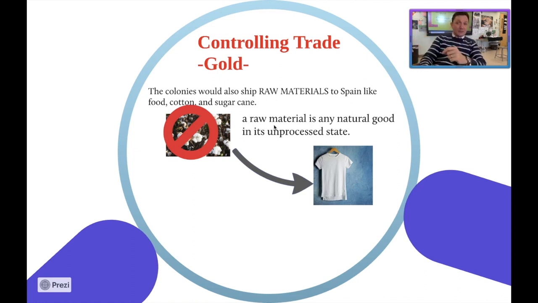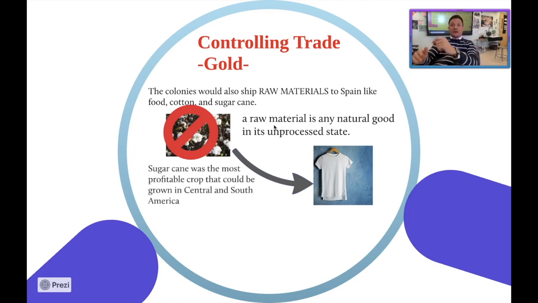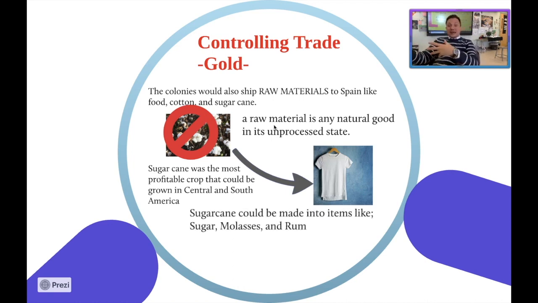What was actually being grown more than anything else in North America and South America during this time was sugarcane, right? Sugarcane grew so well in the Caribbean that they literally called the Caribbean islands the Sugar Islands. So sugarcane was the most profitable crop that could be grown in Central and South America. Now looking at it, it's because of what it can be made into.